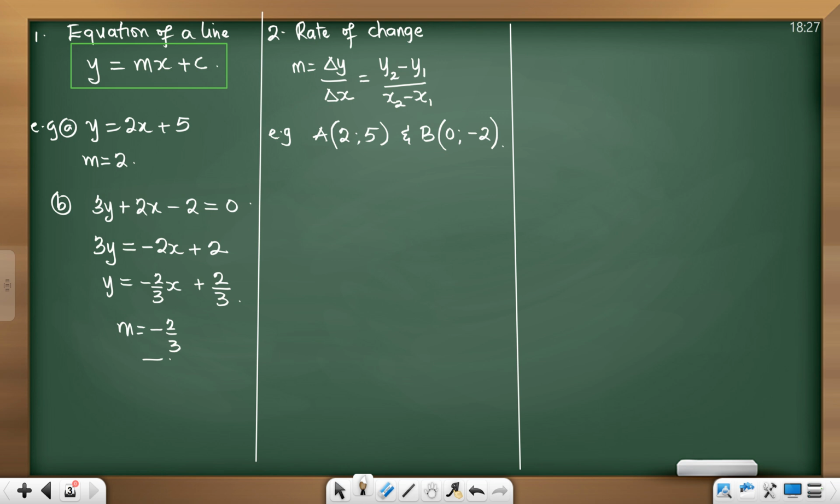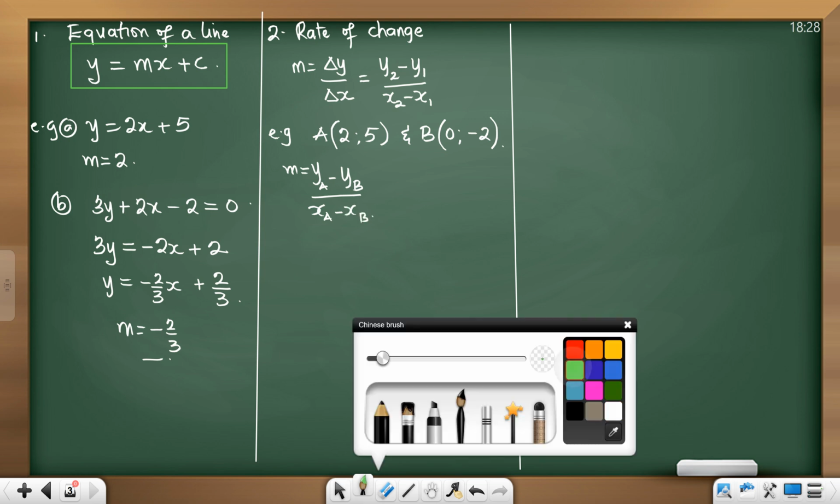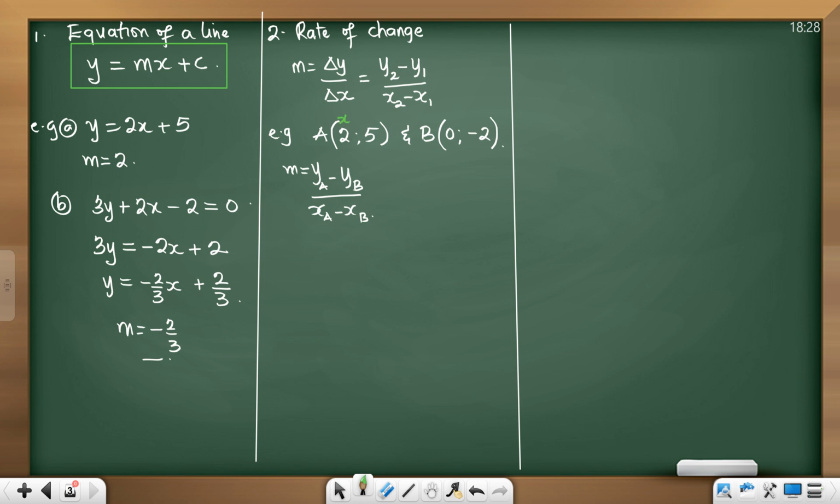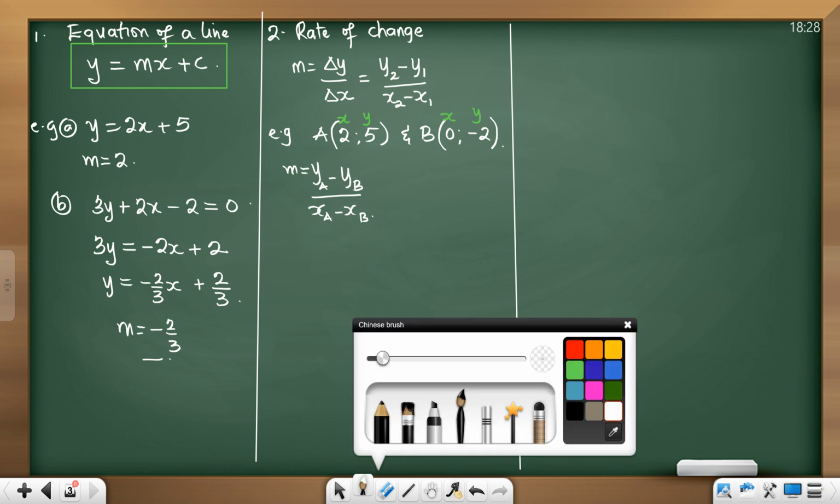If I am given 2 coordinates, then it's the change in y. Please look at what I'm going to do. I'm going to use A and B. You don't have to use 1 and 2. I like A and B. ya minus yb over xa minus xb. And we said the coordinate is x first, y follows. X first, that's the standard.